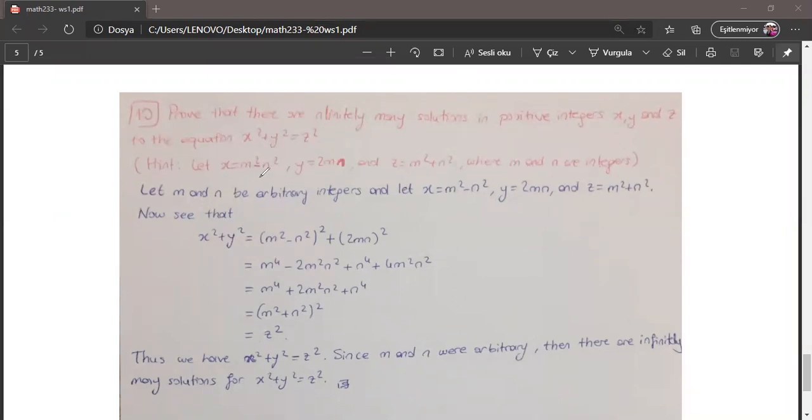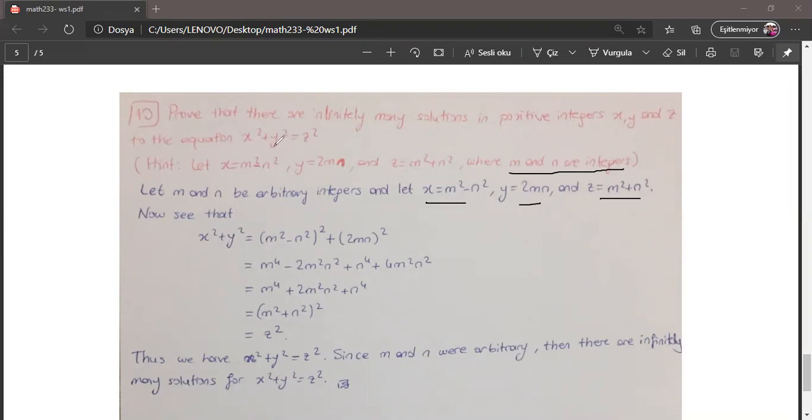So we'll use this. As it says, m and n are integers. There's no bound for them, so they can take any integer value. That's why we say let m and n be arbitrary integers. There is no limit for that. There are some integers, and we say let x be this, y be this, and z be this. So we need to show this equality.